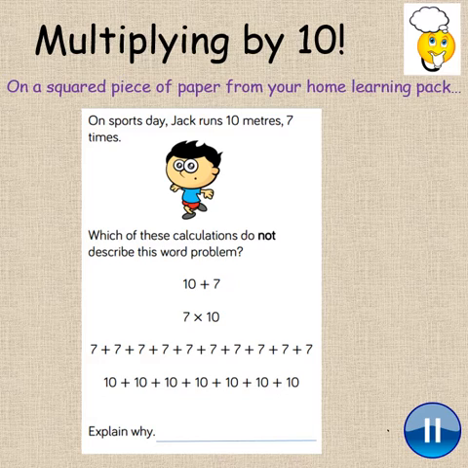And I'm going to give you a clue. There's 2 of them that do not describe it. So it's either 10 add 7, 7 times 10, 7 add 7 add 7 add 7 add 7 add 7 add 7 add 7 add 7 add 7, or 10 add 10 add 10 add 10 add 10 add 10 add 10. Okay, so you need to choose the ones that don't describe what he does and explain why you've chosen them, why they don't represent what he's done. Pause the video here and have a go.